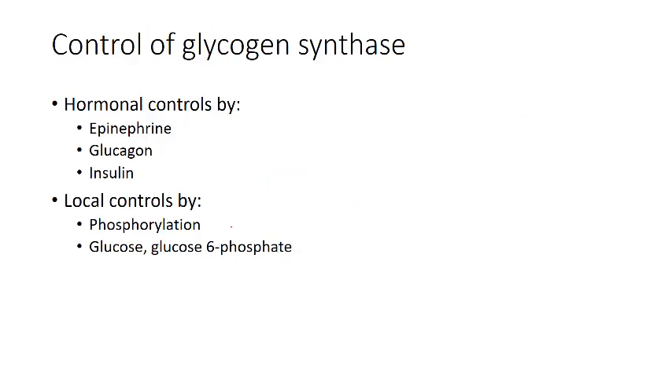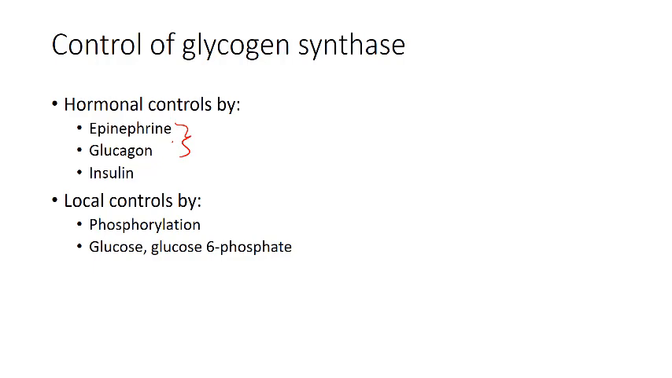Glycogen synthesis, turns out we're almost done. Glycogen synthase is also controlled by hormonal signaling, by phosphorylation, and by concentrations of its substrates and products and other related metabolites. So glycogen synthase is also regulated by epinephrine and glucagon, but it has another layer, and that is also affected by insulin.